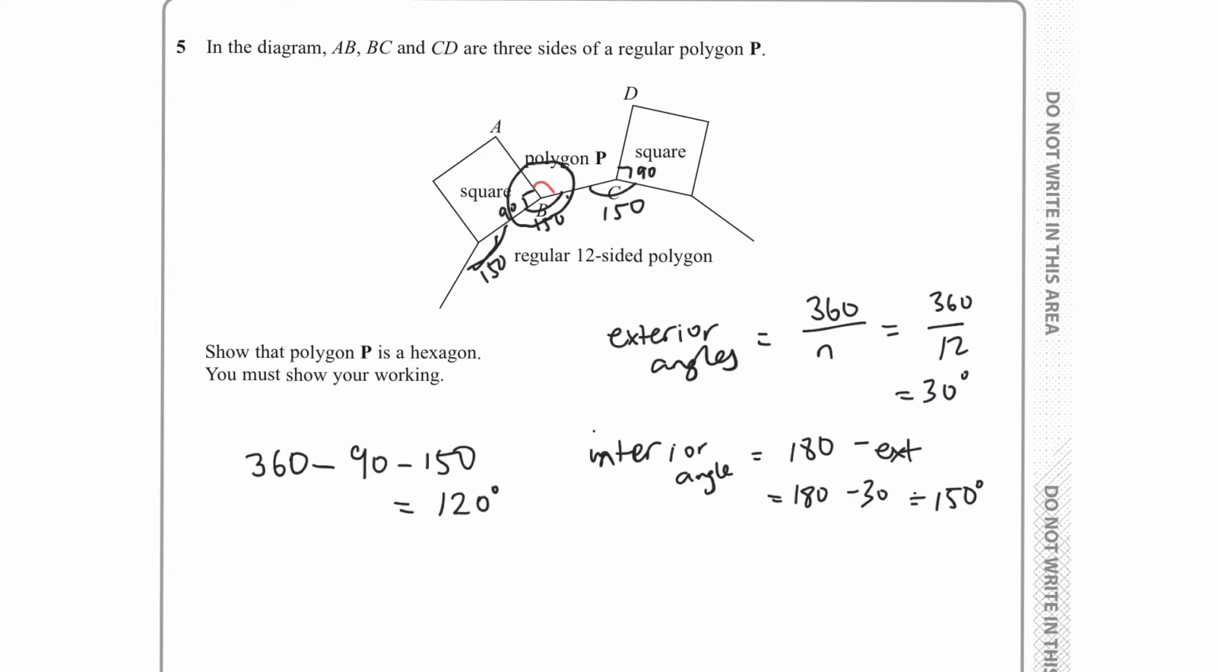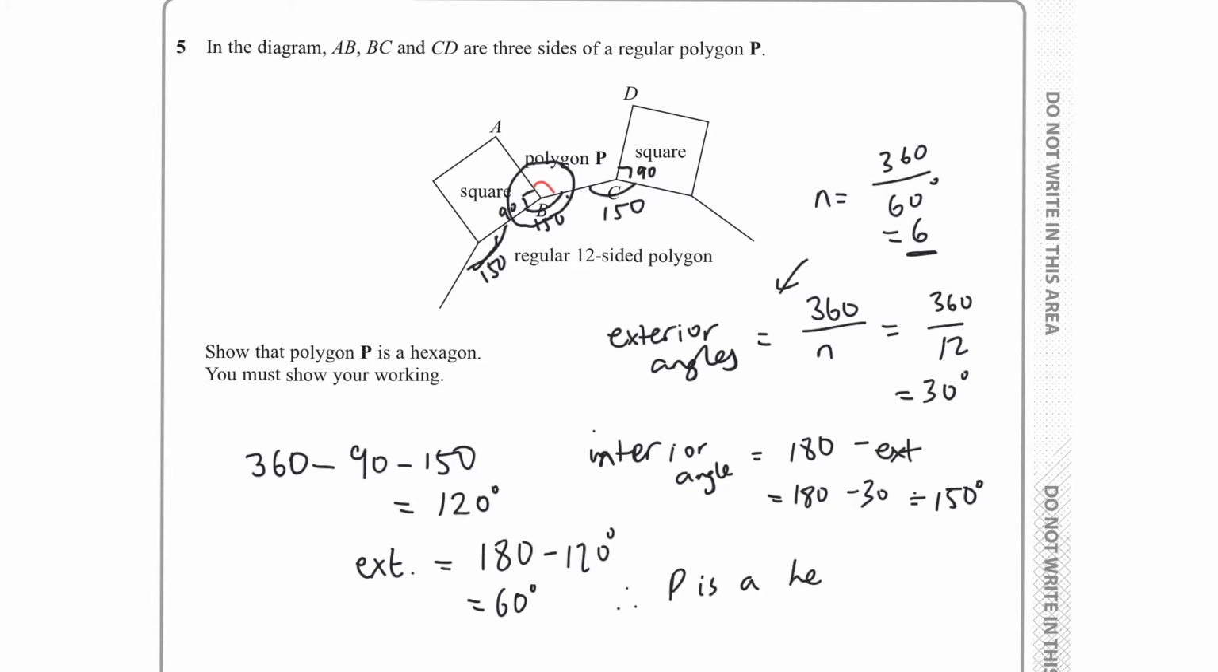To work out the exterior angle in polygon P, if you know the interior angle already, the exterior angle would be 180 minus 120, which would be 60 degrees. So if our exterior angle is 60 degrees, to work out the number of sides of this polygon, we would just rearrange this formula. The number of sides would be 360 divided by your exterior angle, 60 degrees, which is 6. And because it's got 6 sides, we know it's therefore a hexagon. Therefore, P is a hexagon, because a hexagon has 6 sides.